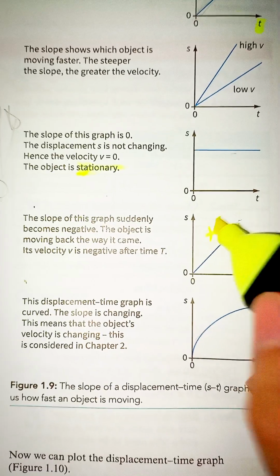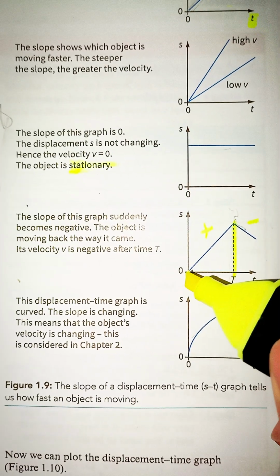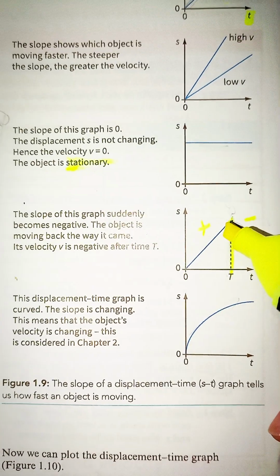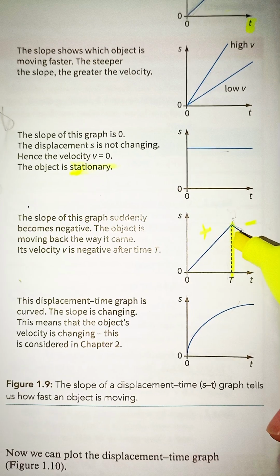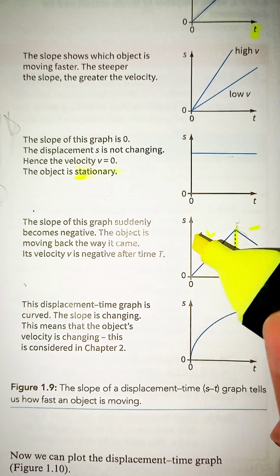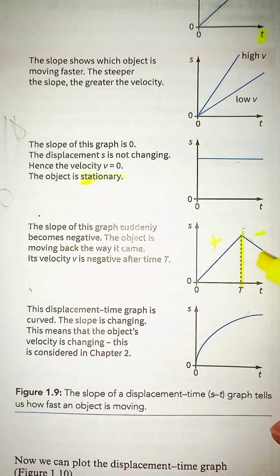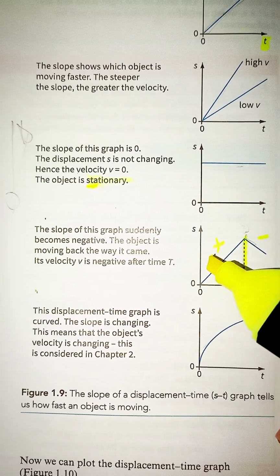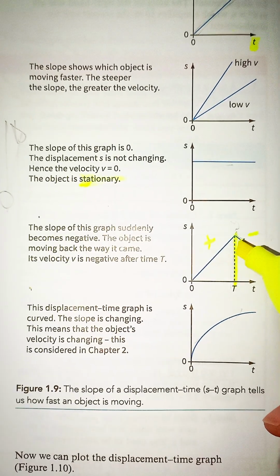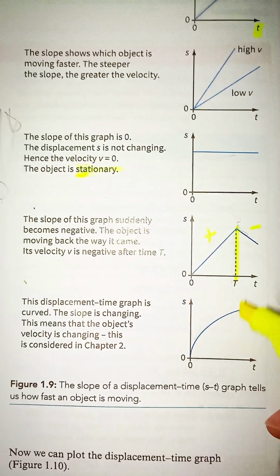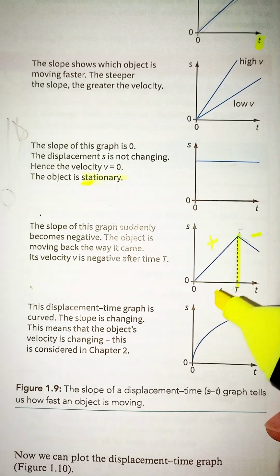When this displacement-time graph is curved, the slope is changing. This means that the object's velocity is changing. This is considered in chapter 2. As time increases, you will see that the object's displacement increases, but the object's velocity is changing, and it is basically decreasing.